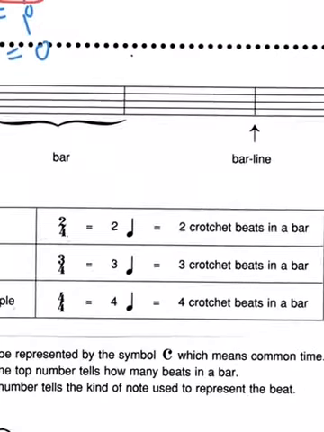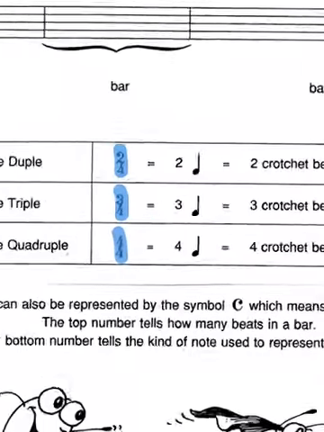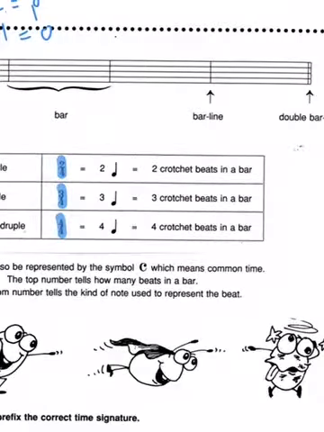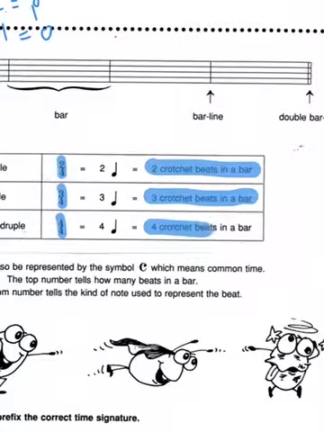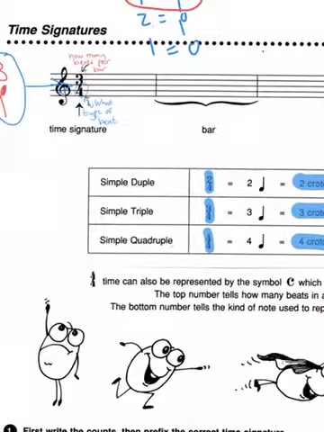These are the different ones that you can get in grade 1. So these ones are ones I suggest you really make sure you learn. You get 2-4, 3-4, and 4-4. And here's quite a nice little explanation of how it works. 2-4 equals 2 crotchet beats in a bar. 3-4 equals 3 crotchet beats in a bar, and 4-4 equals 4 crotchet beats in a bar. There's another way of saying these, and that's using this terminology here: simple duple, simple triple, simple quadruple.